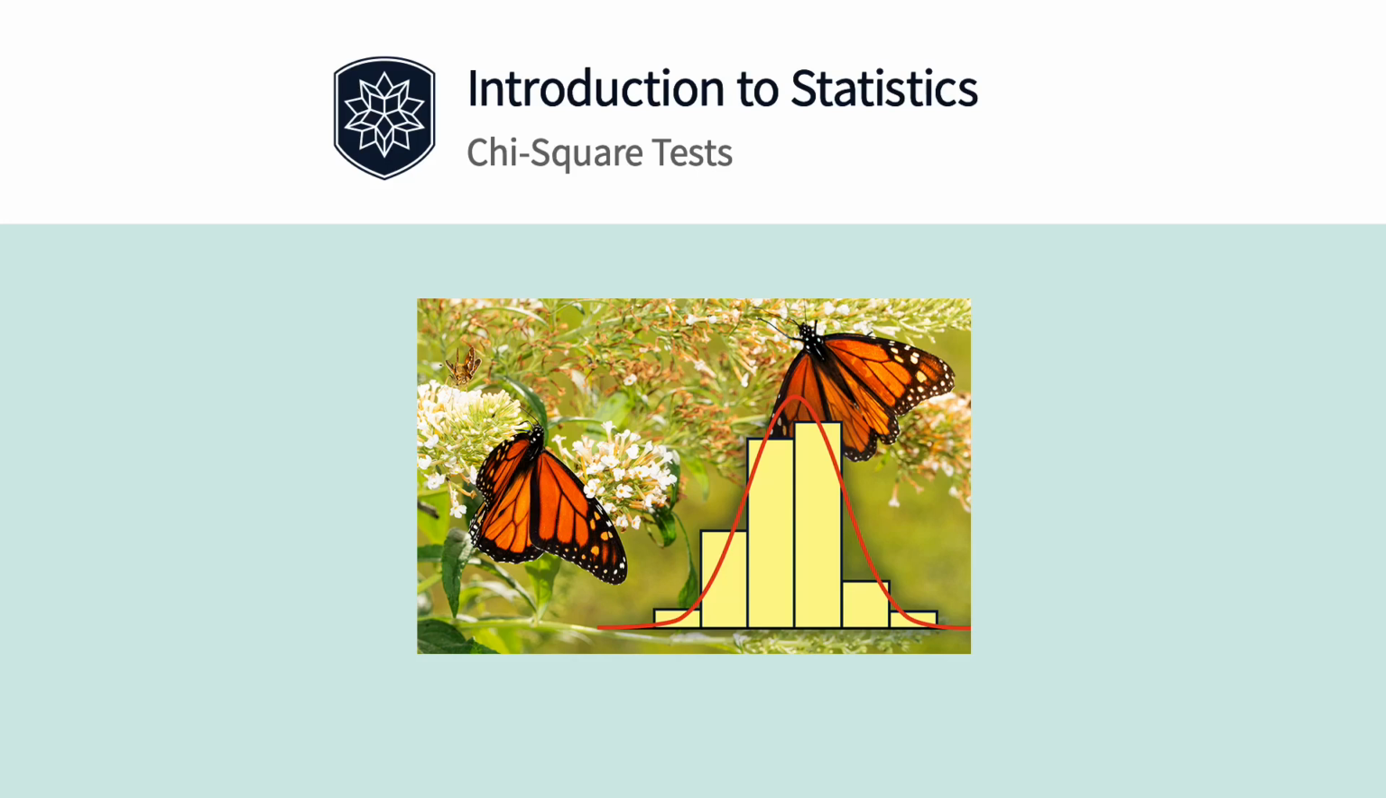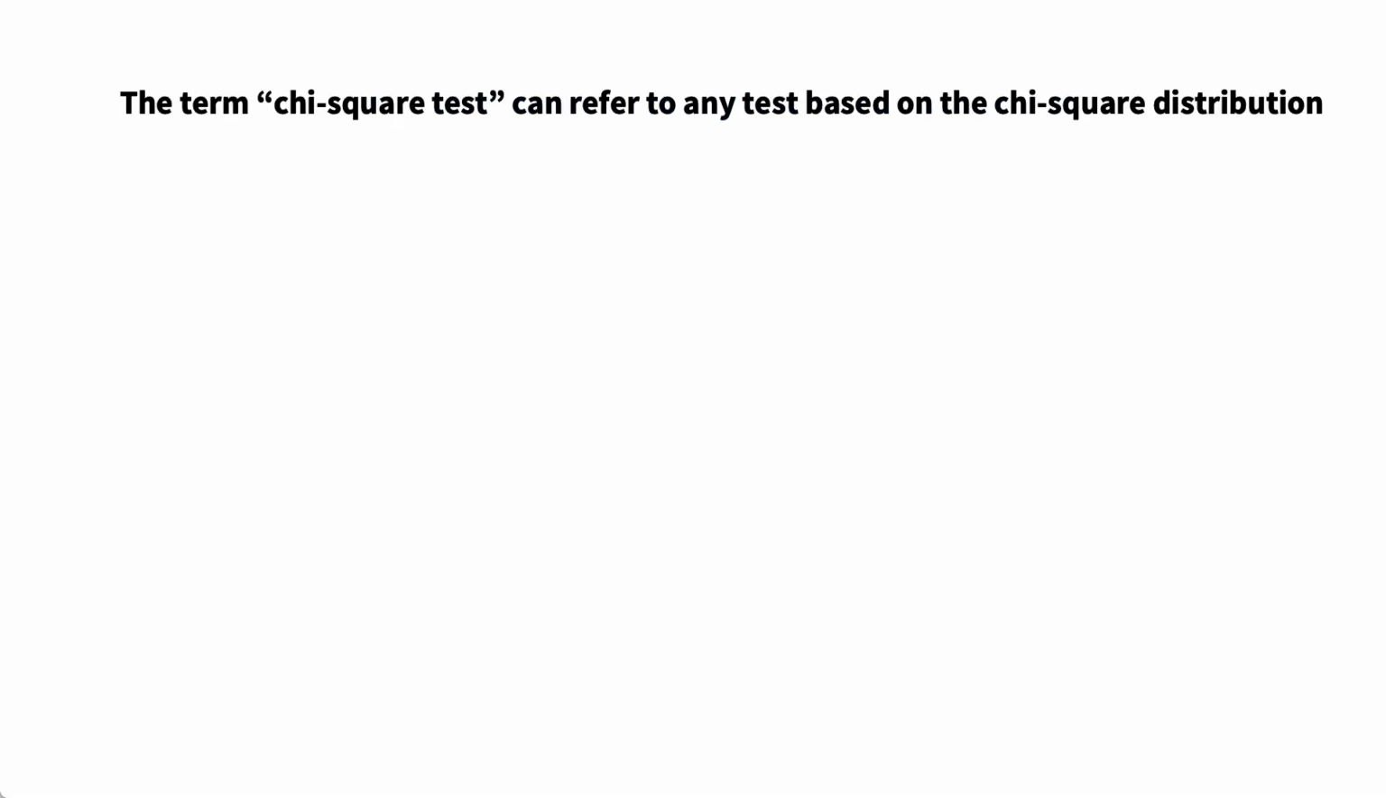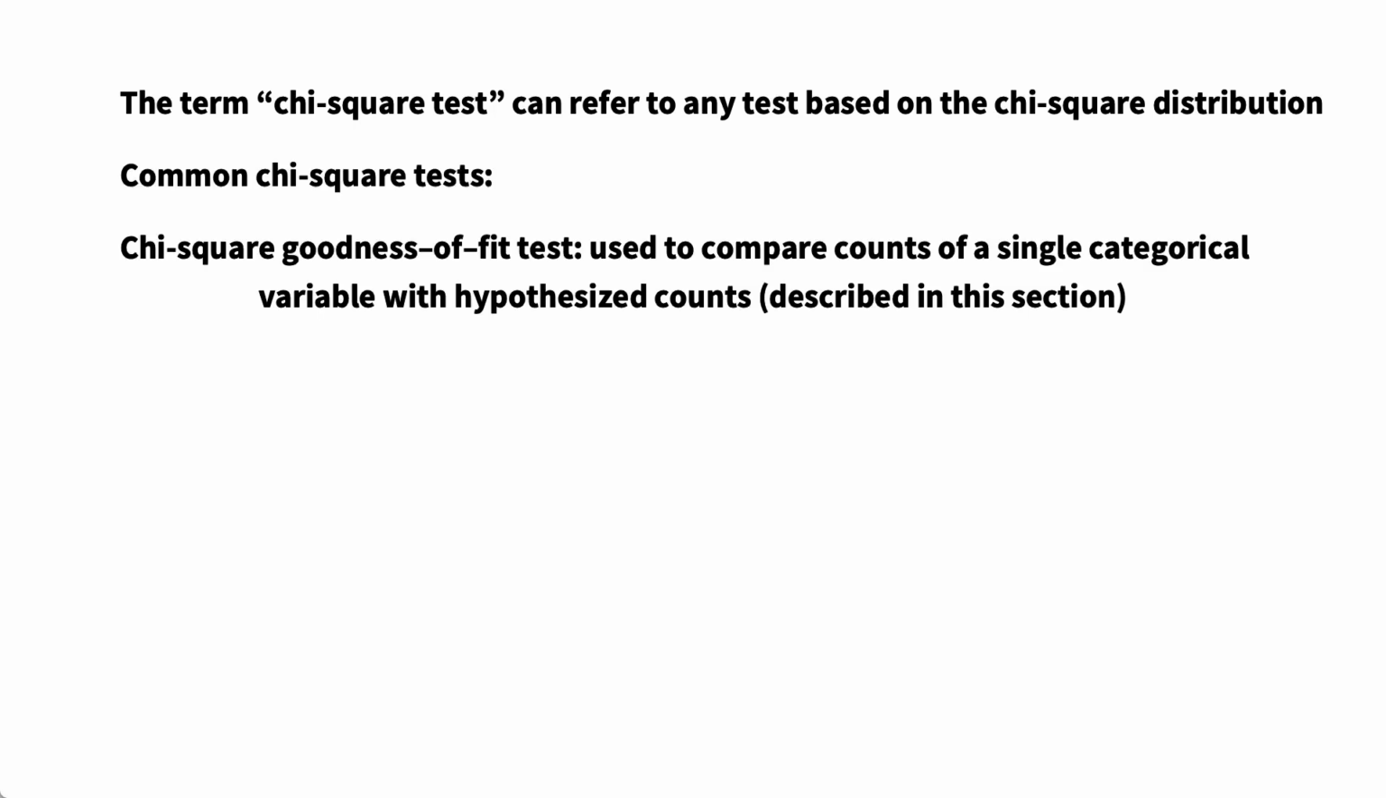The term chi-square test refers to any hypothesis test based on a distribution called the chi-square distribution. The chi-square test to be described in this section is a chi-square goodness of fit test, which is used for comparing counts of a categorical variable with a hypothesized set of counts.